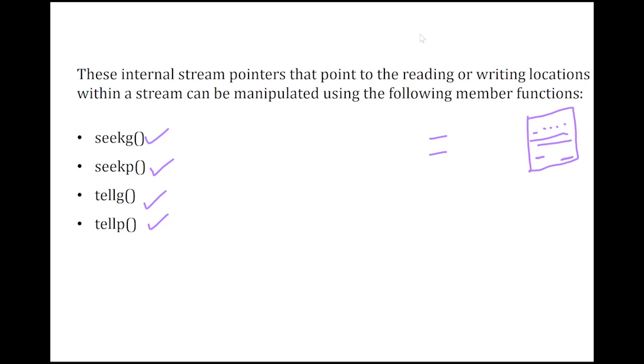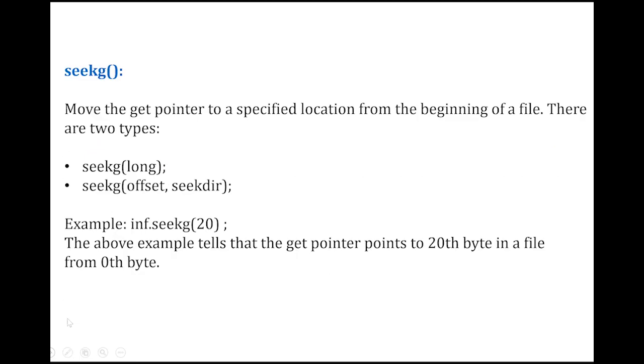So how are we going to use these member functions? First let us see seekg. What is seekg all about? What does this do? It moves the get pointer to a specific location. Remember, seekg moves the get pointer, which is used if you are reading. If it is a get pointer, it means I am reading from the file. So the seekg member function helps me to move the get pointer to a specified location from the beginning of the file.